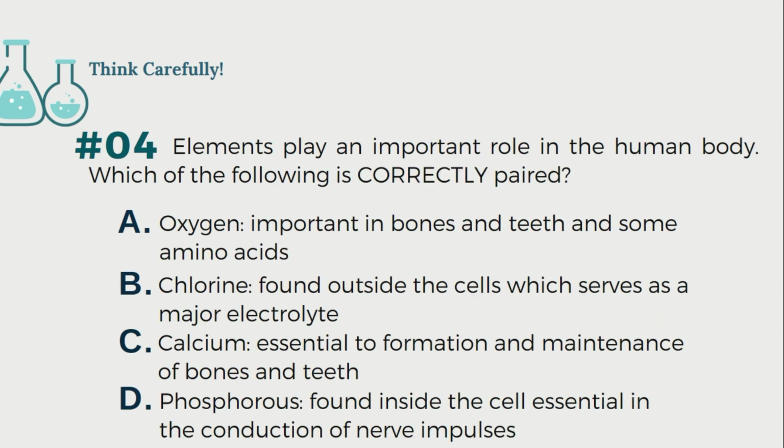Question number 4. Elements play an important role in the human body. Which of the following is correctly paired? A. Oxygen, important in bones and teeth and some amino acids. B. Chlorine, found outside the cell which serves as a major electrolyte. C. Calcium, essential to formation and maintenance of bones and teeth. D. Phosphorus, found inside the cell, essential in the conduction of nerve impulses.